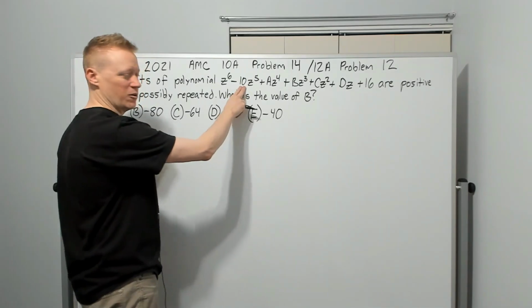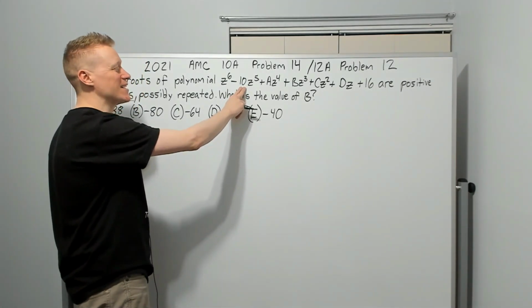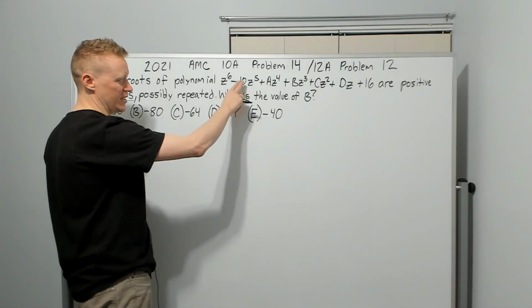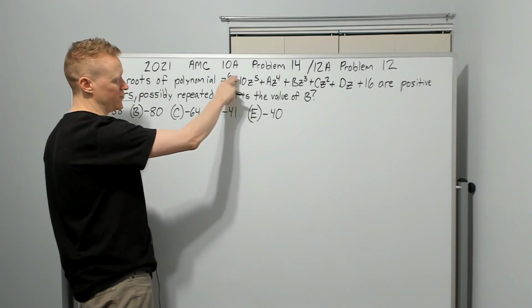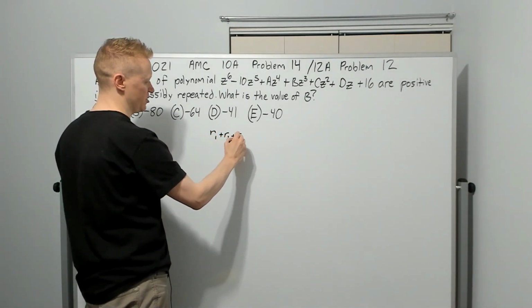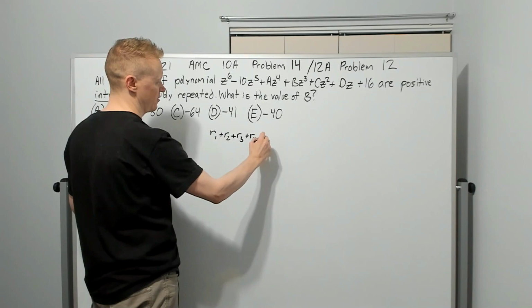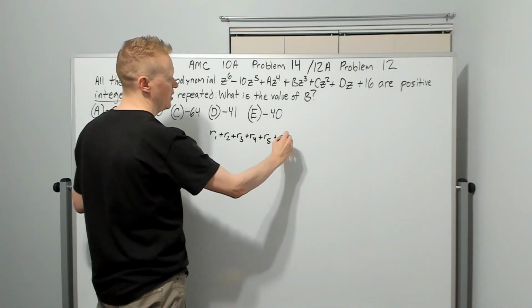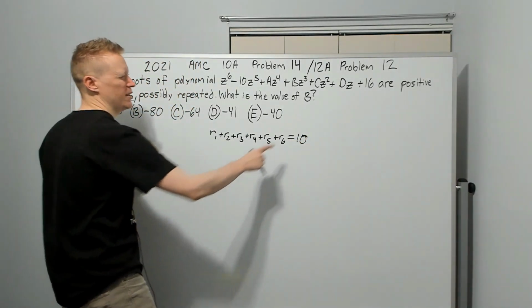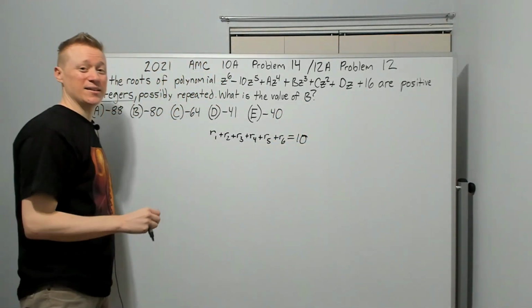And this is the coefficient that you need to get the sum of the roots. The sum of the roots for every polynomial is always the negative second coefficient over the first. So we know R1 plus R2 plus R3 plus R4 plus R5 plus R6 is equal to 10. And what about this one down here? Well, that's how you get the product of the roots.